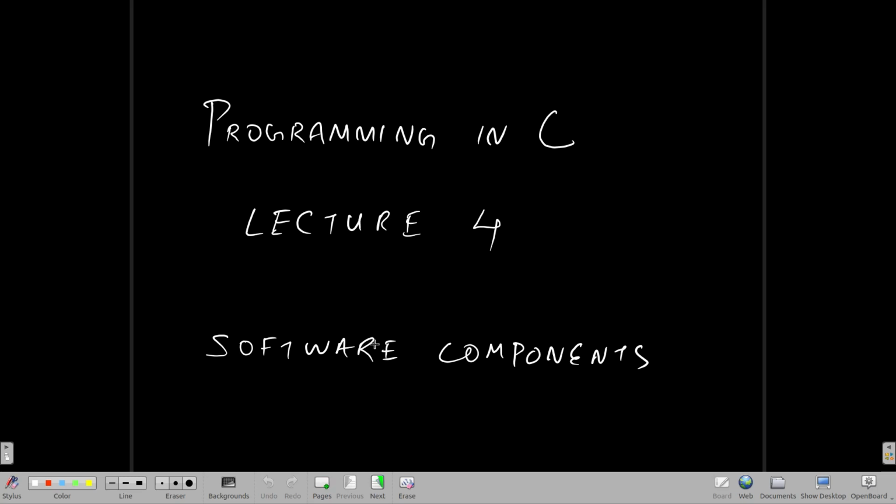So in this lecture we'll be talking about software components. We'll start with some rudimentary understanding of what a software is, a little bit of classification, and then what we'll do is we'll move on to the software components used in converting the programs we write. Okay, we'll see that in a little bit detail.